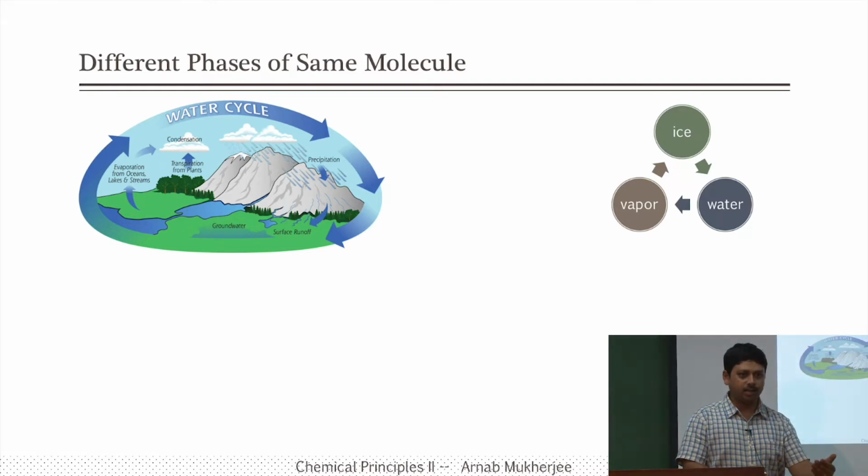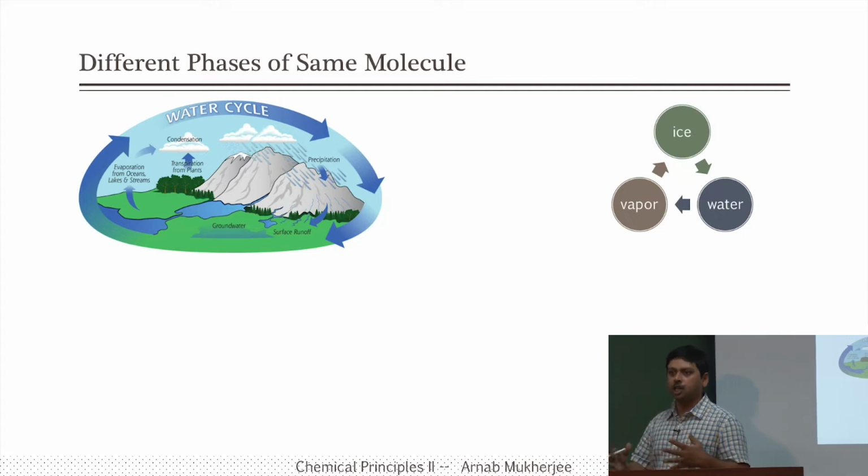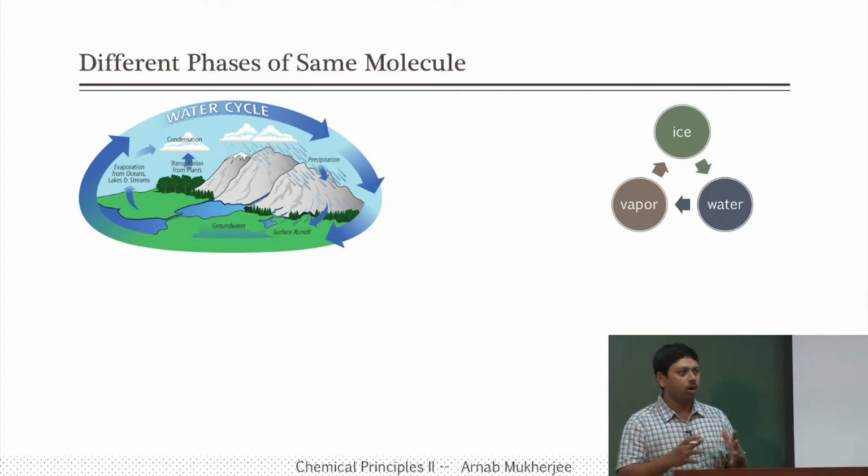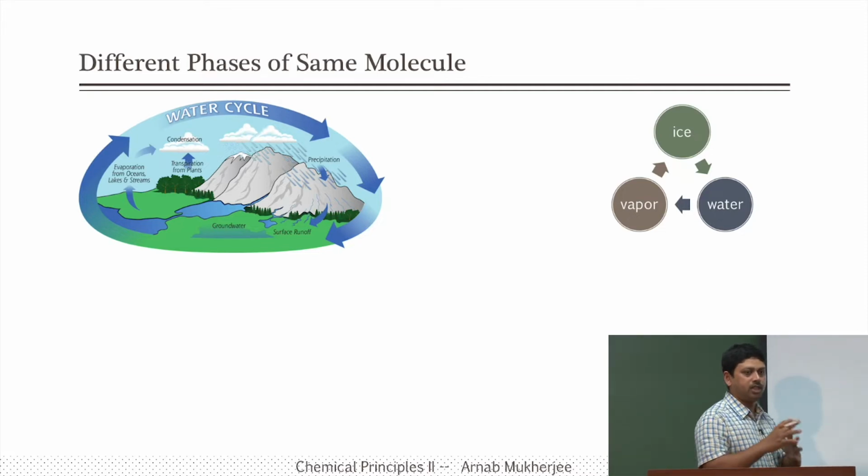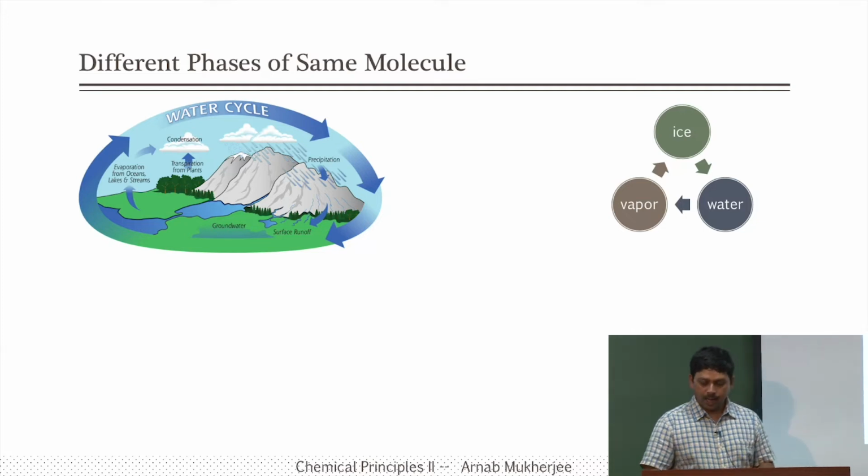It needs a particular condition. We all know those conditions, and then vapor also requires certain conditions. A certain temperature and pressure is required for one form of the matter to be stable, one phase of the matter to be stable, right.